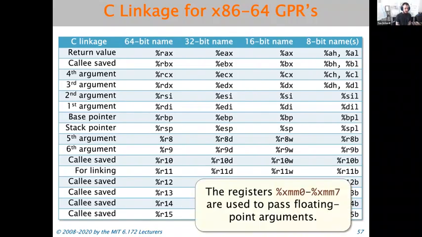In addition, whenever you've got a function that deals with floating point arguments, floating point values cannot be stored in these general purpose registers, and the calling convention specifies that it will use the SSE registers XMM 0 through 7 in order to pass around floating point arguments.